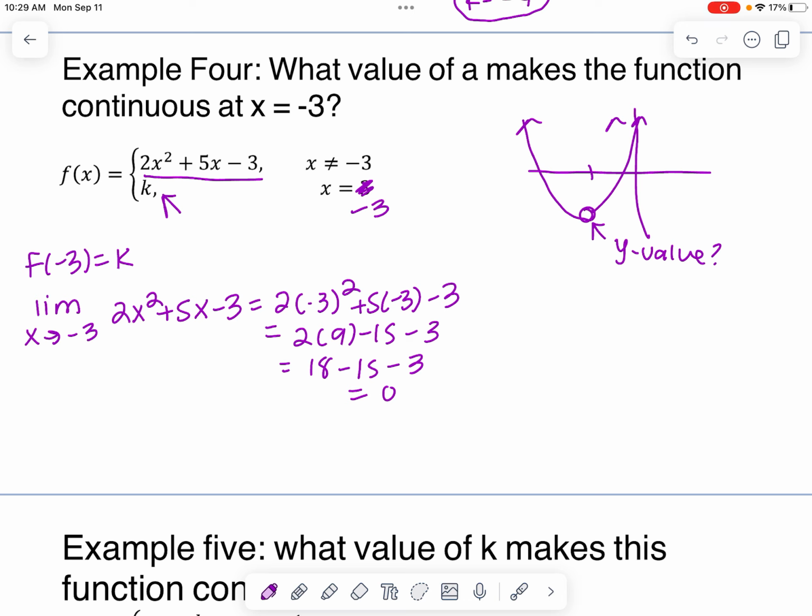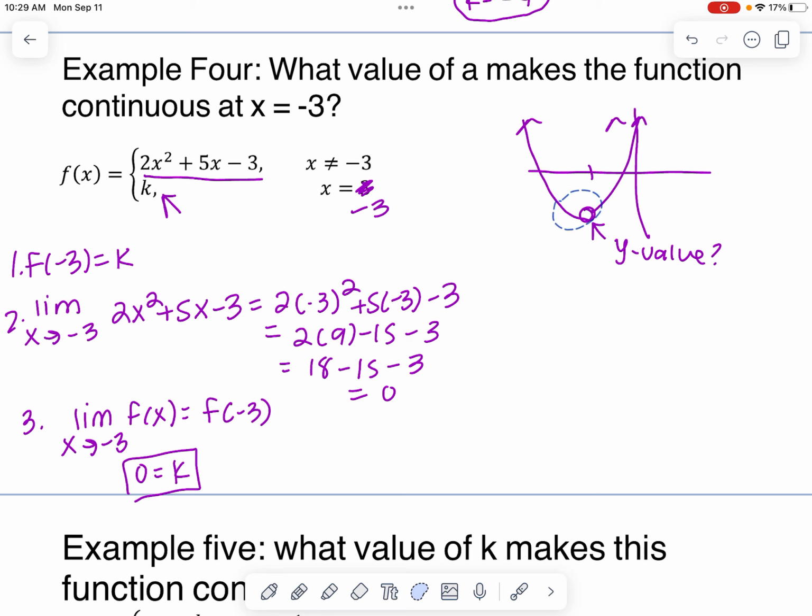And then, based on that, those two things have to be true. The limit has to exist. The function value also has to exist because we're trying to make it continuous. And then the last condition of continuity is that the limit as x approaches negative 3 of f of x also has to equal the value at negative 3. Well, the limit is 0, and the value we know is k, so that means that k equals 0. And so that means that this function actually probably looks more like this, and then we come in, and this part right here, the k, fills in that hole, making it continuous.